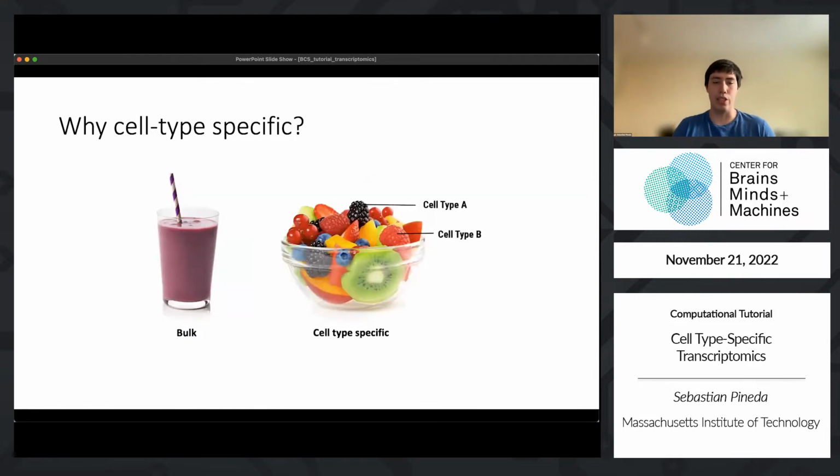So this is an analogy that I often see used, the smoothie versus the bowl of fruit. Bulk technologies, which is what we've been using since the mid-90s, basically give us a picture of sort of the average gene expression changes across our sample or everything that we're profiling, whereas cell type specific allows us to dissect the various components out. So if I were to give you a strawberry blueberry smoothie in a gallon container and tell you that I put one grape in there, you probably wouldn't be able to taste that one grape. But that one grape might be very important. You might be allergic to grapes.